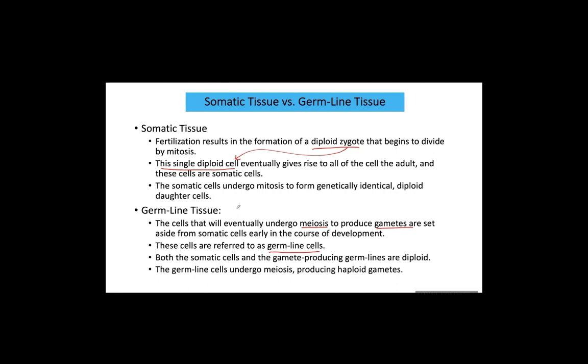Okay, so until humans have a fully developed reproductive organ, they undergo mitosis. But once they reach puberty, then they undergo a different kind of cell division called meiosis in order to produce reproductive cells, in order to produce gametes. Okay.